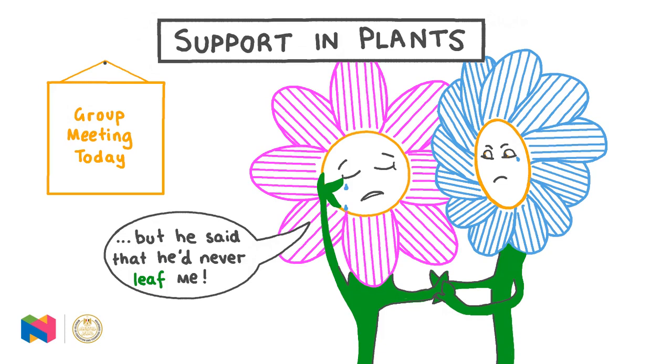In this video, we will explore the differences between physiological and structural support in plants. We will learn some examples of each of these types of support and how they can be beneficial to the survival of a plant.